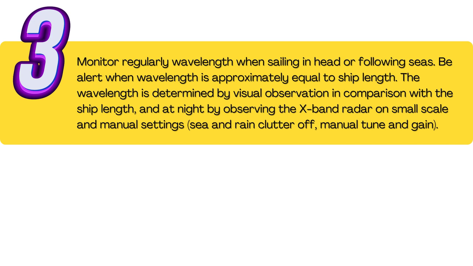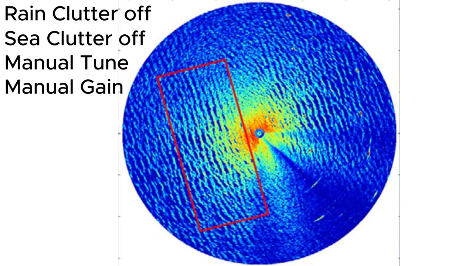3. Monitor regularly wavelength when sailing in head or following seas. Be alert when wavelength is approximately equal to ship length. The wavelength is determined by visual observation in comparison with the ship length, and at night by observing the X-band radar on small scale and manual settings.